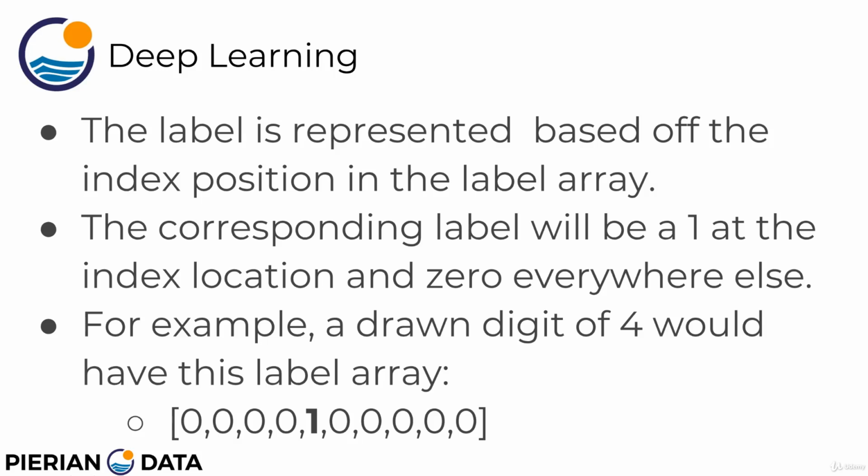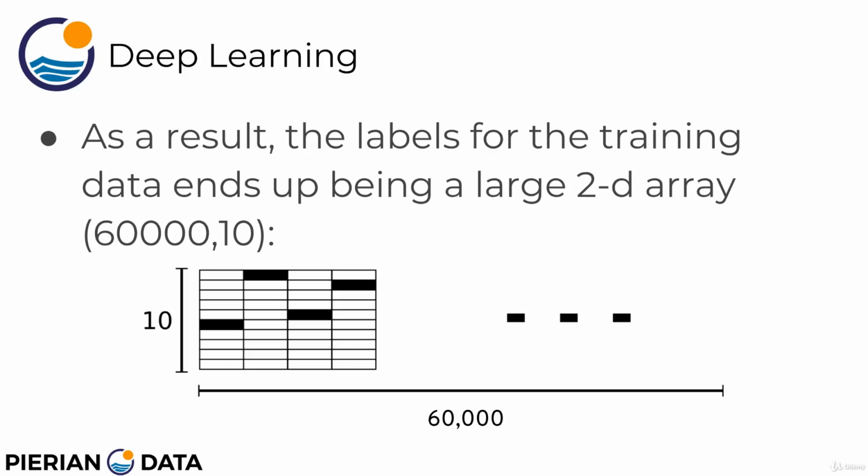For example, if you happen to have a drawn digit of 4, then it would have this particular label array. Notice that index 4, so 0, 1, 2, 3, 4, is one-hot encoded to be a 1. The reason we use this one-hot encoding is because it works really well with a single output layer where we have 10 neurons, and each of them is triggered to fire with a sigmoid to either 0 or 1. As a result, the labels for the training data end up being a really large 2D array. We end up having 60,000 by 10 because each of those labels is now an array of 10.